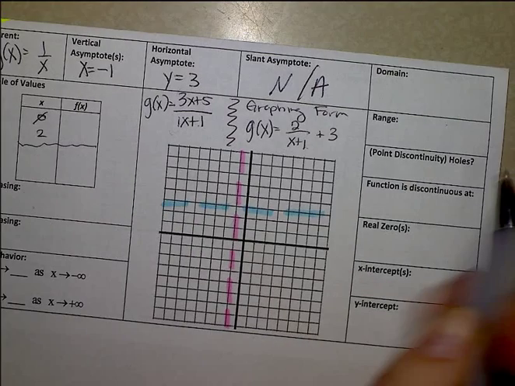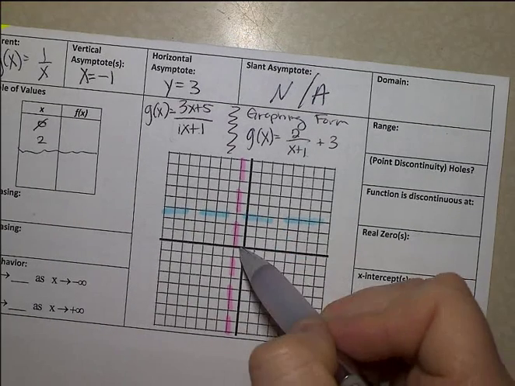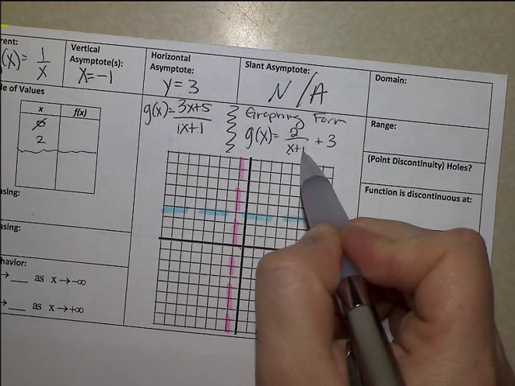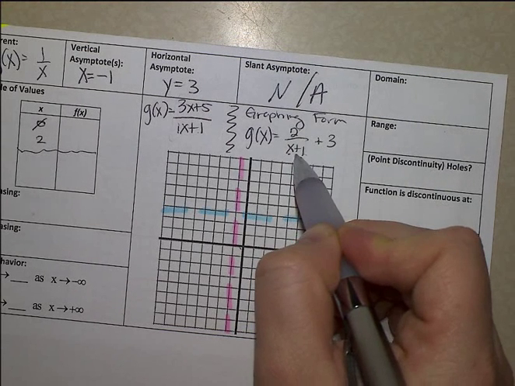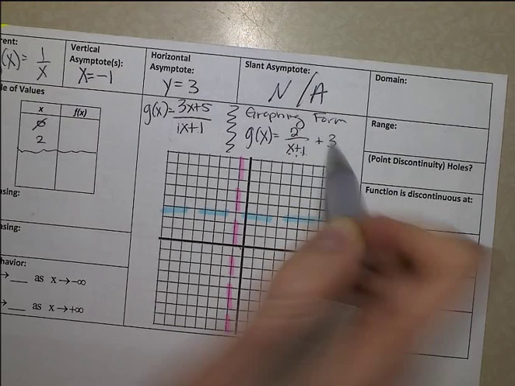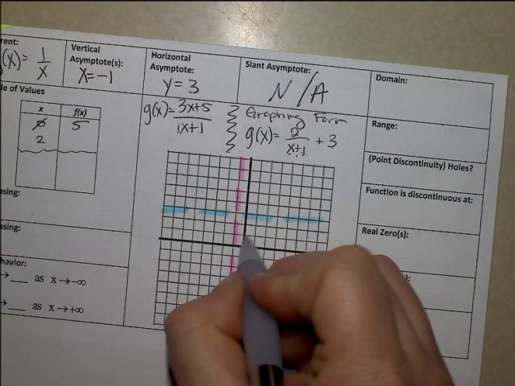So if I plug in 0, 0 plus 1 is 1. 2 divided by 1 is 2. And 2 plus 3 is 5. Go to 0, 5, and make a dot.